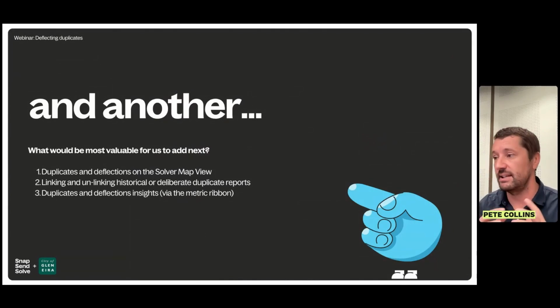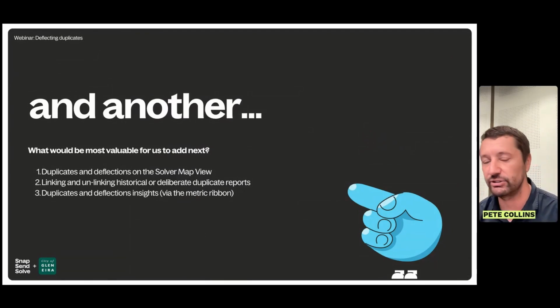Is it layering on information around duplicates into the solver map? Is it providing that linking and unlinking functionality, or is it actually just rich insights about why they're happening and where they're happening, and what categories are driving duplication rates? So keen to jump to another poll and just get everybody's steer on that.